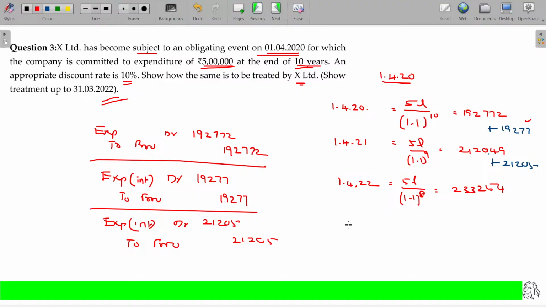In your balance sheet, shareholders' funds, non-current liabilities, current liabilities, under that we have the provisions. In that provision, this number will be appearing. Last year 2,33,254 will be appearing. Is that clear? So this is how we can account this. This is how we can account this one also. Clear?